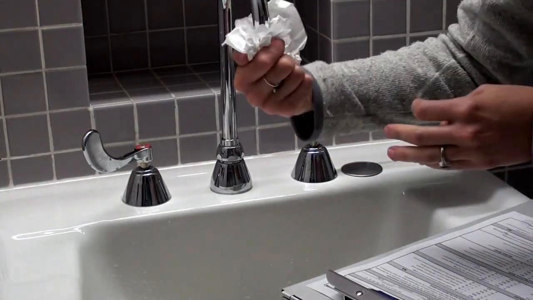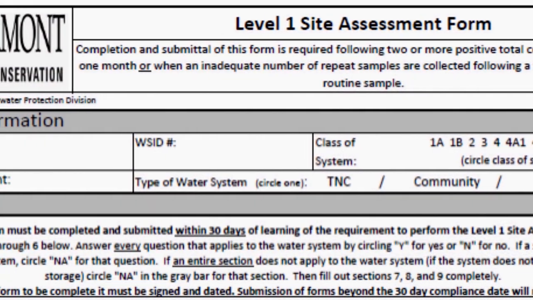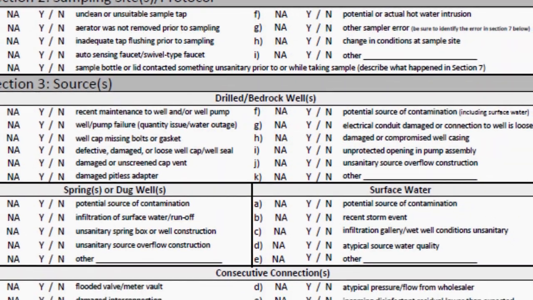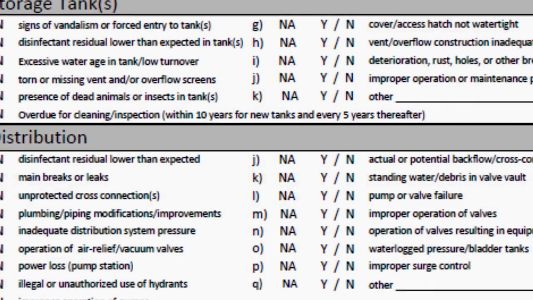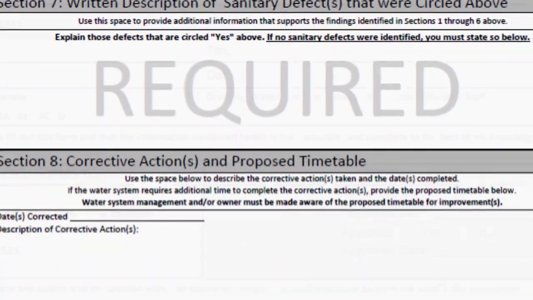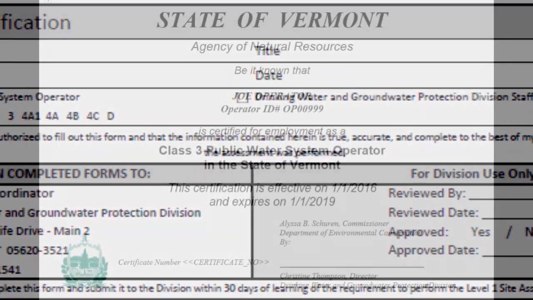Upon triggering a Level 1 site assessment, the water system has 30 days to perform the assessment, identify all sanitary defects, correct the defects, and submit the completed form back to the division. If a system needs more time to fix defects, it can request additional time using the assessment form, so long as it is submitted before the 30-day compliance date.